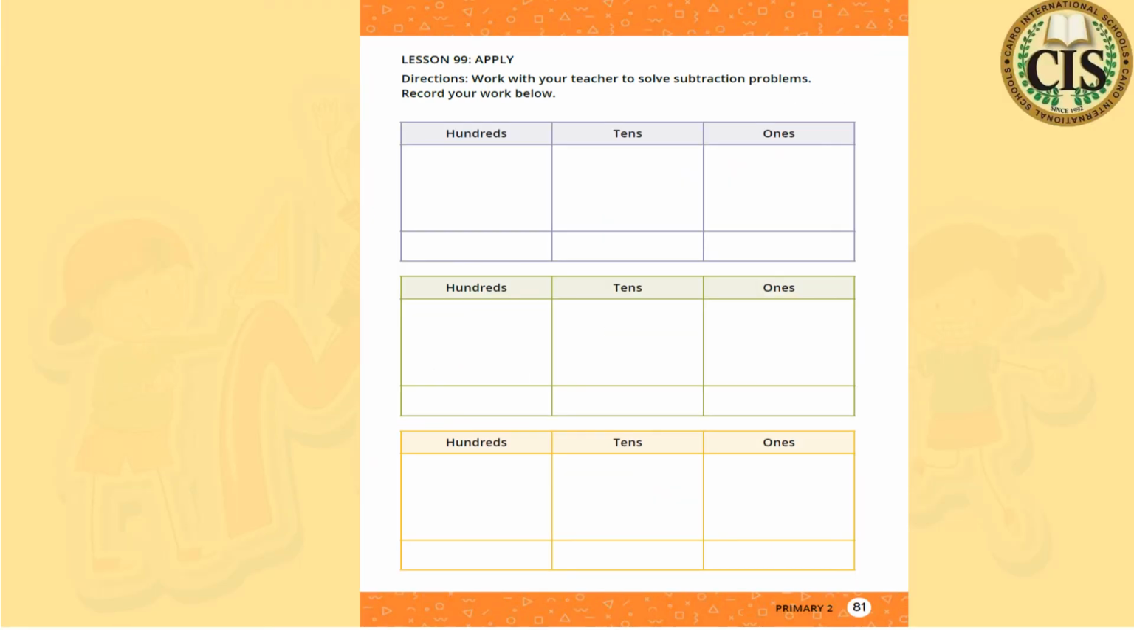Lesson 99, the apply part. Here I'll give you subtraction problems and you are going to solve them. The first question, 456 minus 39. 456, we will write 4 in hundreds, 5 in tens, and 6 in ones. 39, we will write 0 in hundreds. We don't have hundreds. And 3 in tens and 9 in ones.